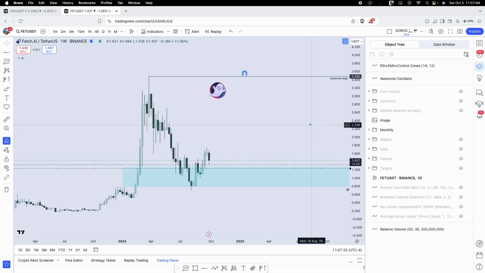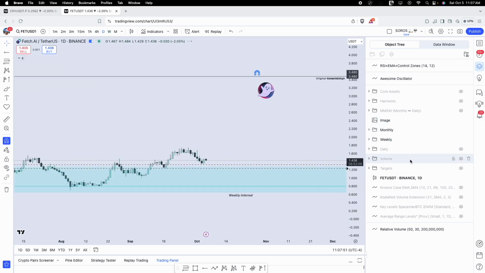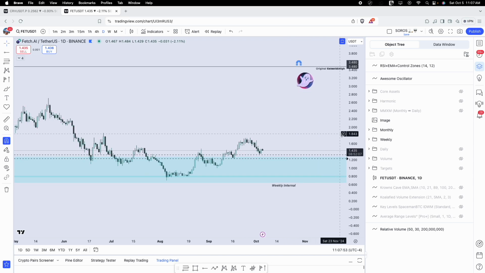If we jump into the weekly, it's also pointing up in the sense that this was the deepest discount weekly imbalance that got rebalanced here, and we've now shifted structure on the weekly, so your weekly target is going to be up here as well. We'll drop it into the daily time frame now.